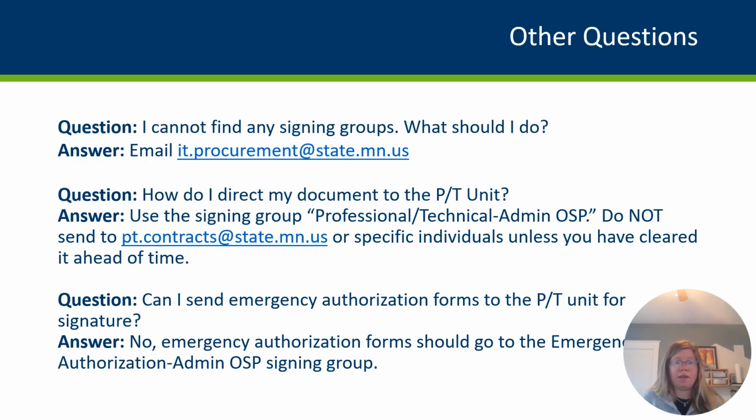I cannot find any signing groups. What should I do? This is likely a DocuSign setup issue, so you need to email it.procurement@state.mn.us. How do I direct my documents to the PT unit? Use our signing group, Professional Technical Admin OSP. Do not send to pt.contracts@state.mn.us or to specific individuals unless you have cleared it ahead of time.